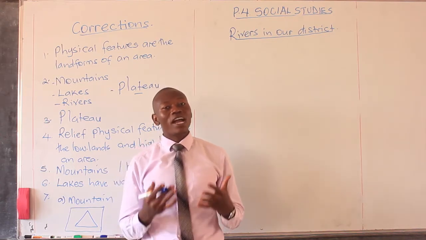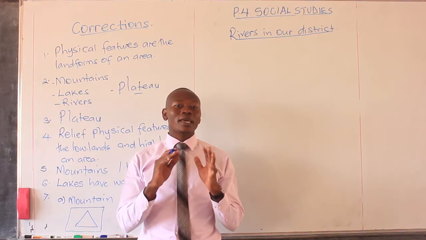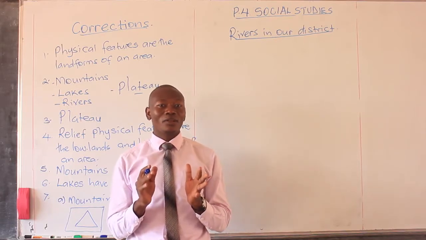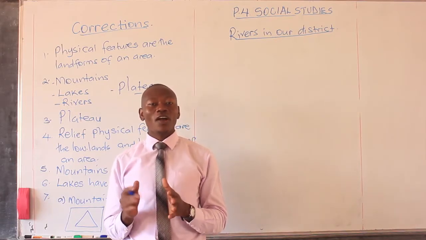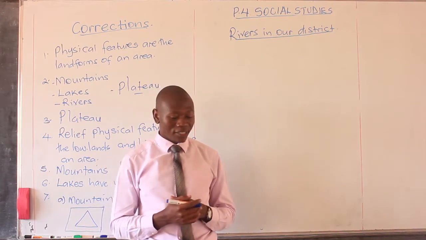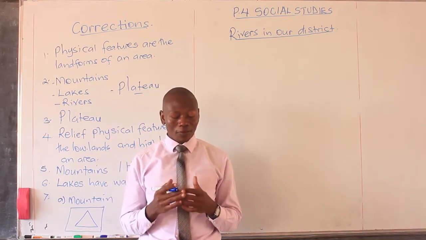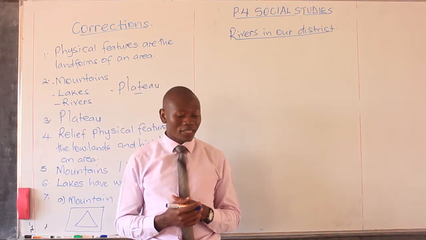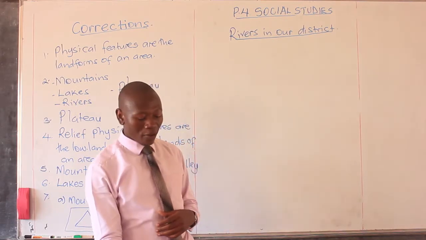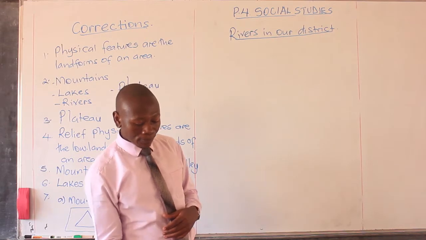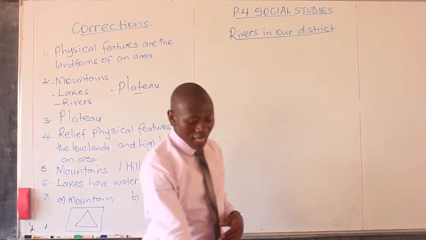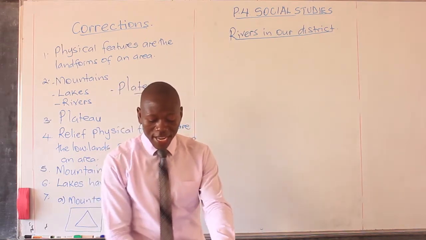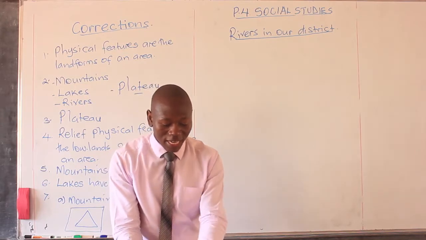We say a river is a large, or you can say a massive flow of water on the earth's surface. That's how we can define a river. Now we say rivers are divided into two types.